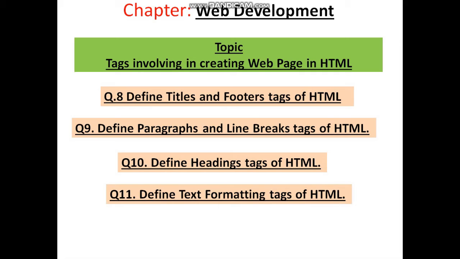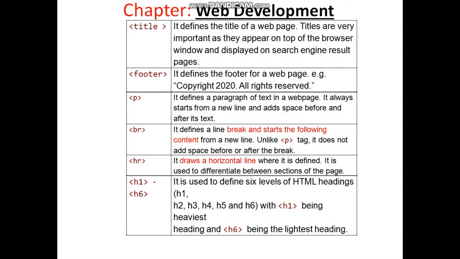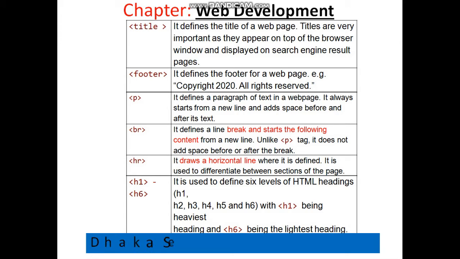I already explained how we write down the program in HTML and how we save the program and how we can show the output of the program. These are the different tags we use in the HTML program: title tag, footer tag, p tag, br tag, hr and h1 to h6 tag. I will explain one program for each tag.